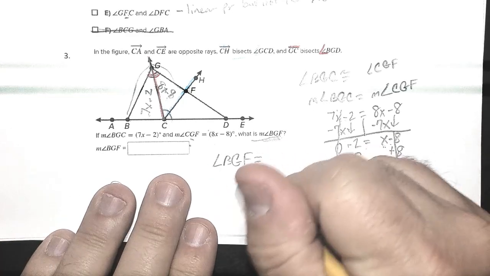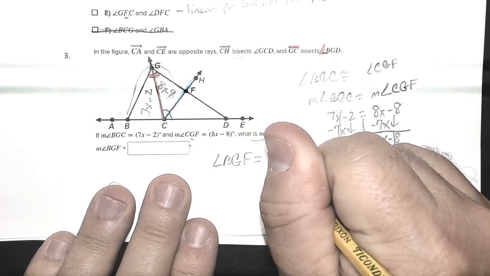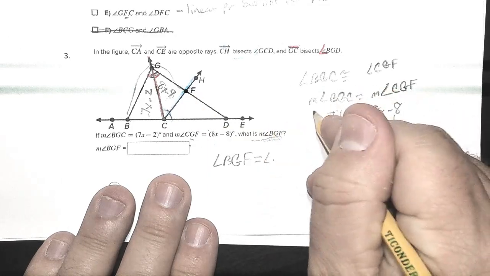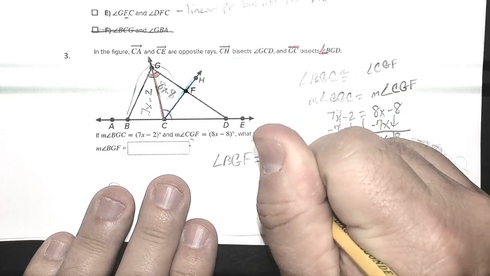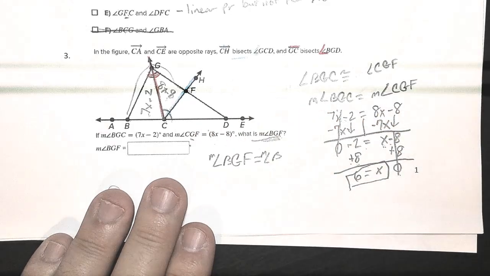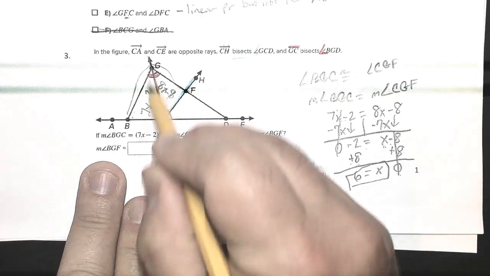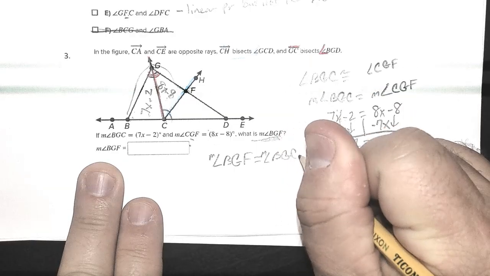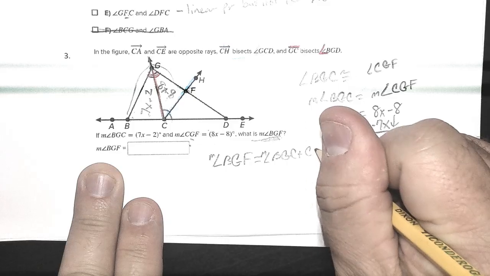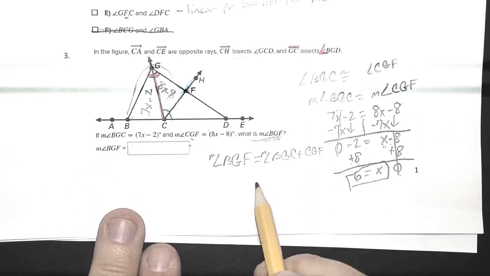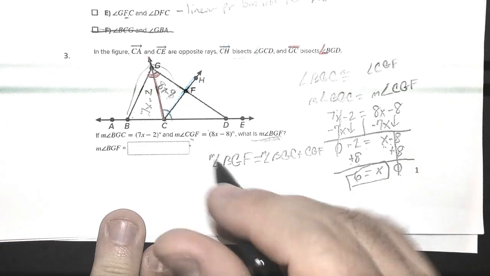So your options are that BGF equals, and it's supposed to be the measure, but fine, I'll write it. I'll do the right thing. So BGF equals BGC plus CGF. All right, so that's the long way. So another way.